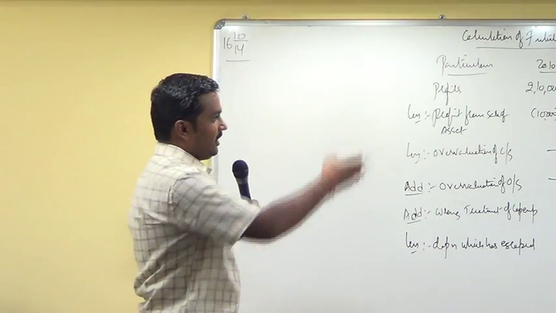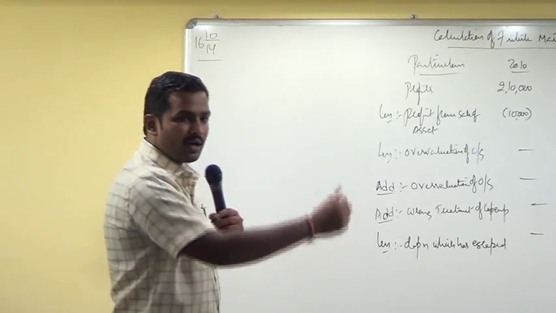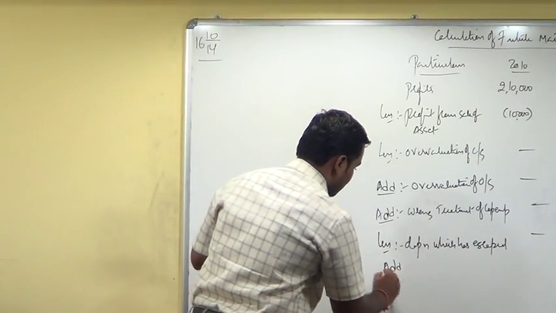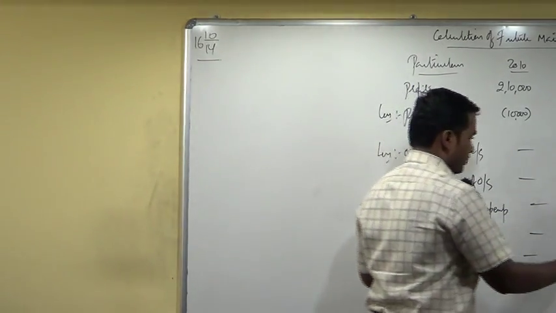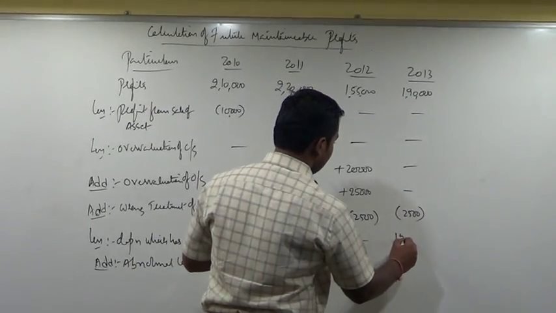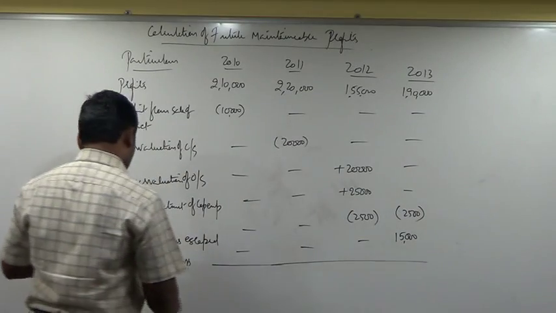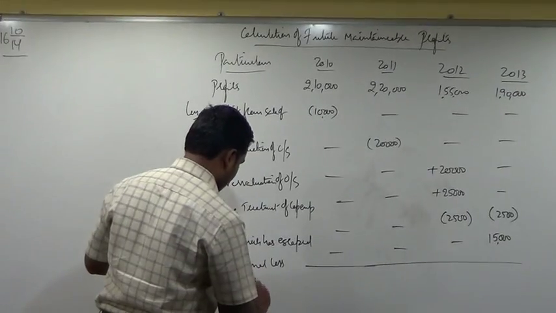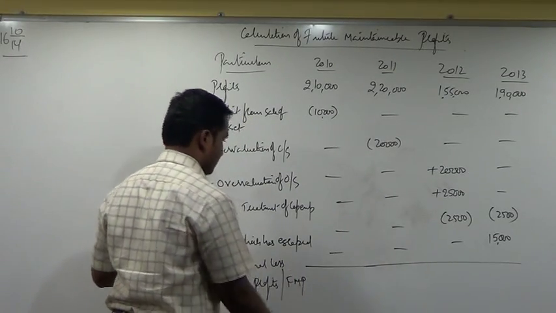Okay? Next, in 2013, see the last adjustment. What does it say? In 2013, there was an abnormal loss of how much? 15,000 rupees was debited to the profit and loss account. Abnormal losses are not expected to recur. So you have to add it back. Add abnormal loss, 15,000. Now you will get adjusted profits, or we can say future maintainable profits.